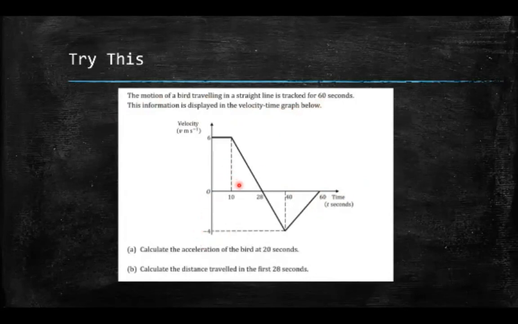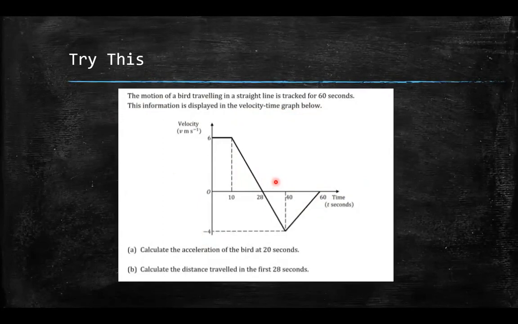Please note that they don't always give you a graph. Sometimes they do, and you need to, like I said, extract data from the graph to find what you want. Sometimes they would give you information and you are required to draw your own graph and then do all your calculations. So that's why it's important to understand what you're doing. Okay, so they asked me to calculate the acceleration of the bird at 20 seconds.